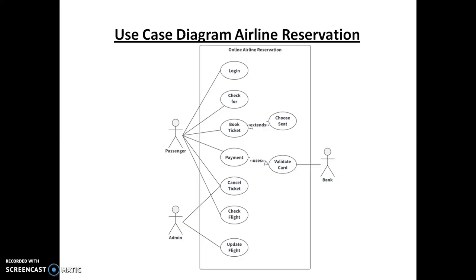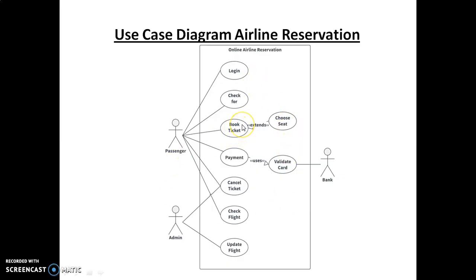Again, which are those actors? First is the passenger, admin, and the bank itself. Why is there an actor as a bank? Because whatever payment gets done, that is through the bank only. That's why. What does the passenger do first? First, it just logs in. Again, it checks whether tickets are available or not. Then, it books a ticket.